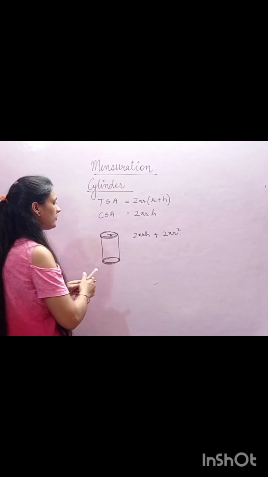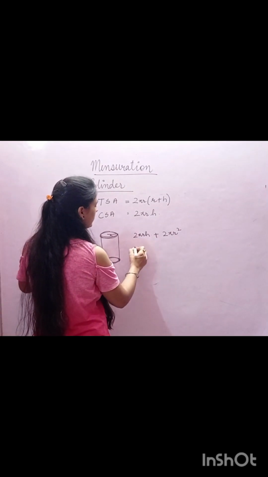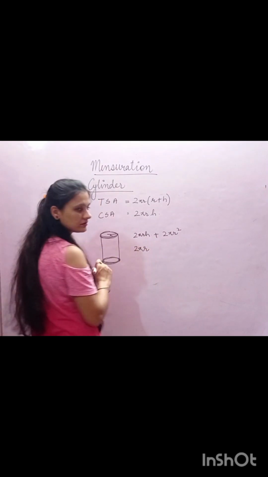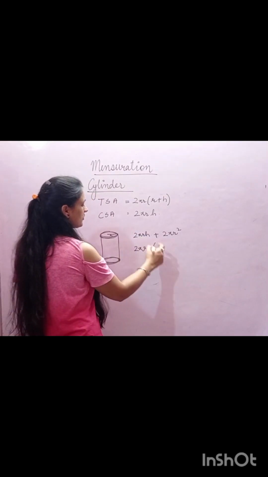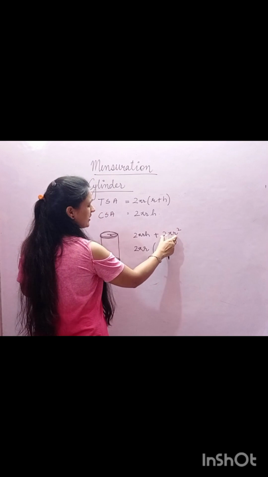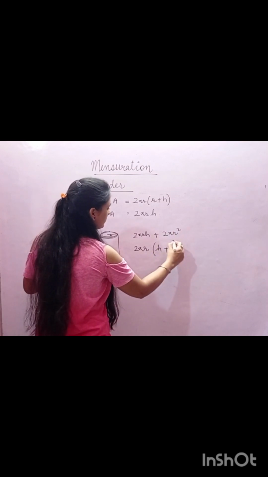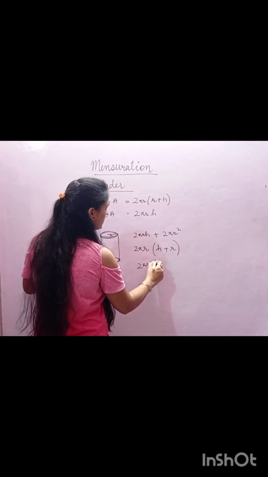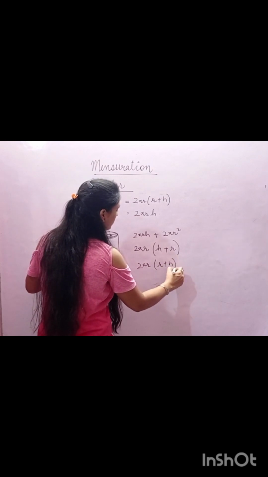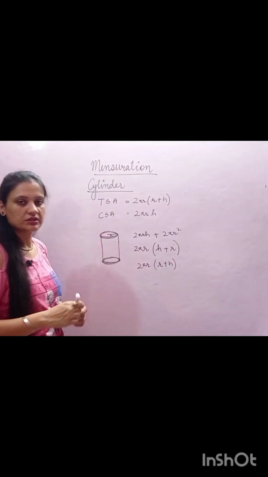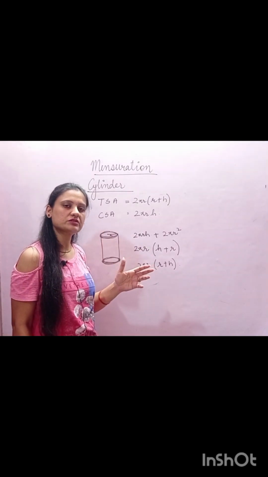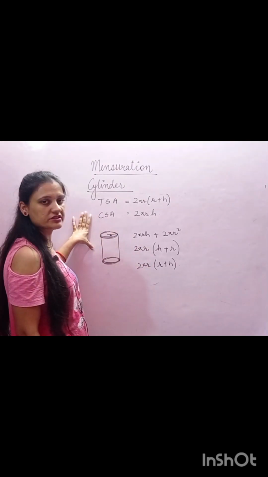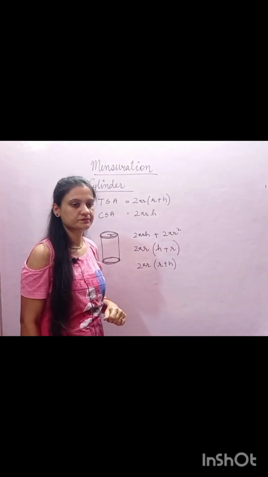Clear? Now if you take common, what is common here? 2 pi r, this is common. What is left here? 2 pi r common taken, so h is left. Here if we take out 2 pi r, 1 r is left. This is how the total surface area of the cylinder we have taken out. Clear, everyone? Now let us do some questions and try to understand the concept more clearly.